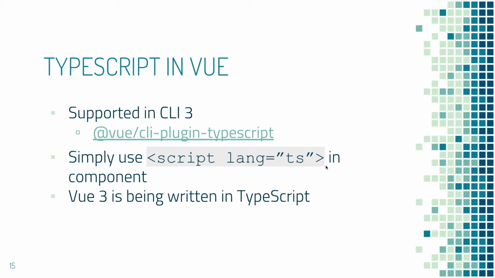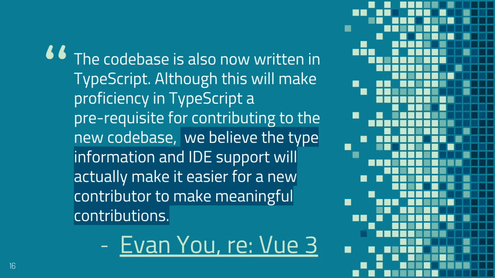And as long as you have your build properly configured, Vue will just build. They need to obviously first compile from the TypeScript that you've written with extra types and compile down into JavaScript, or transpile to JavaScript. Oh yeah, this is from Evan. The highlight here: we believe the type information IDE support will actually make it easier for a new contributor to make meaningful contributions. This was a big justification for us in trying it out in a new project, even though there's some learning curve to get started.